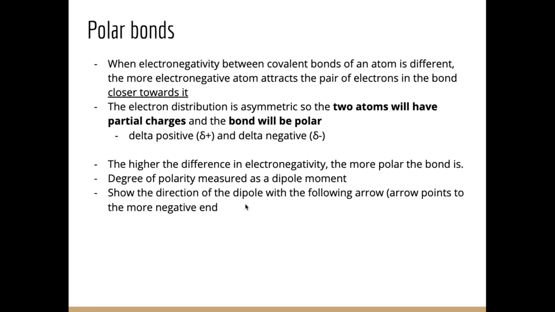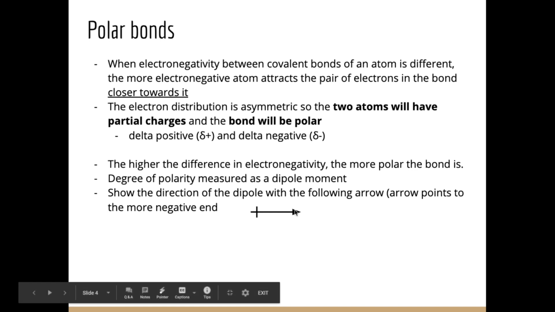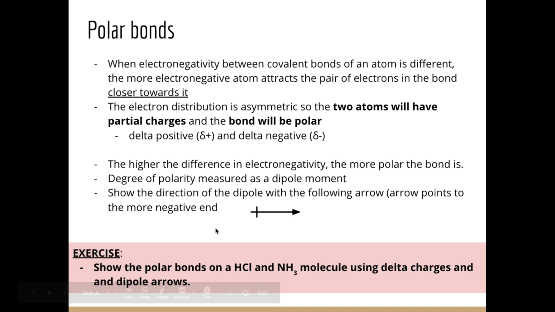The degree of polarity is measured as a dipole moment, and we show the direction of the dipole with the following arrow that looks like this, where the arrow points to the more negative end. So the arrow is pointing to the more negative end, and it's got this little symbol there.